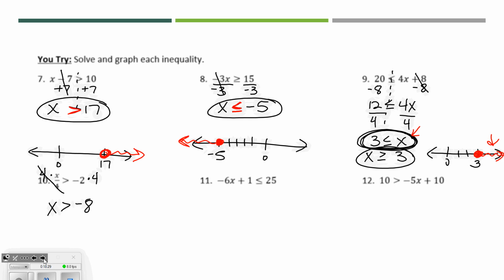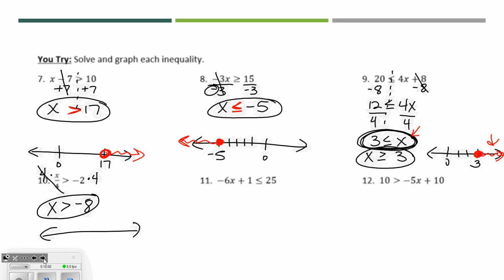Now, even though my answer is negative, I don't flip the inequality because what did I multiply by? I multiplied by 4. And 4 is a positive number. So if it's a positive number, I don't flip the inequality. I only flip the inequality if I multiply by a negative, like in number 8 there.